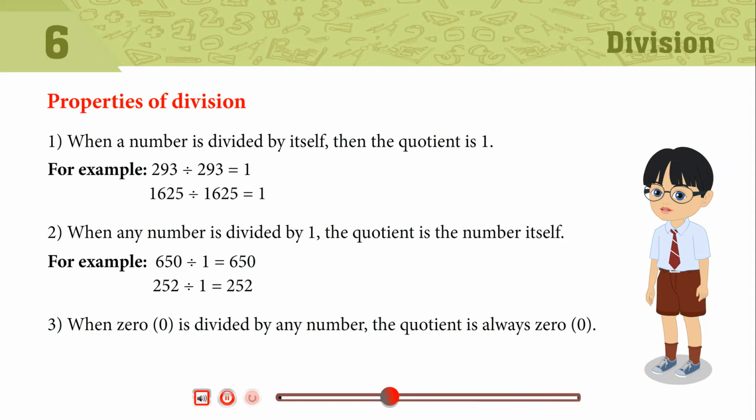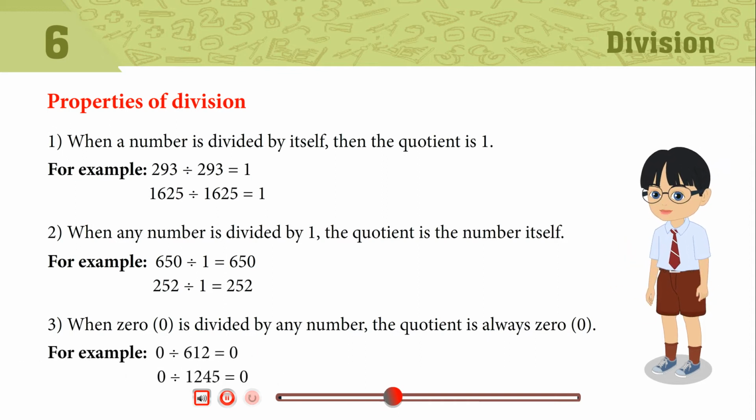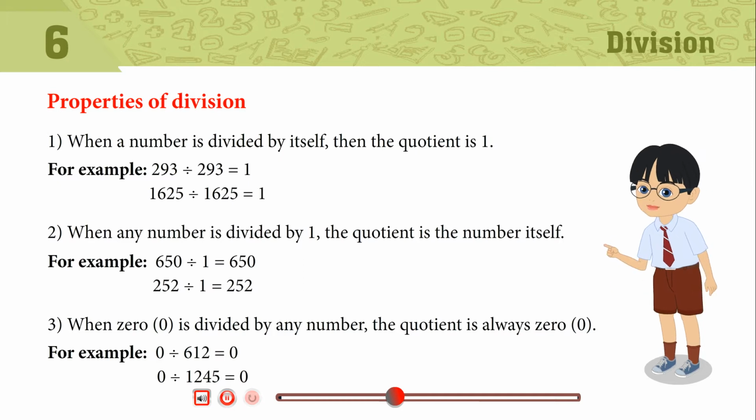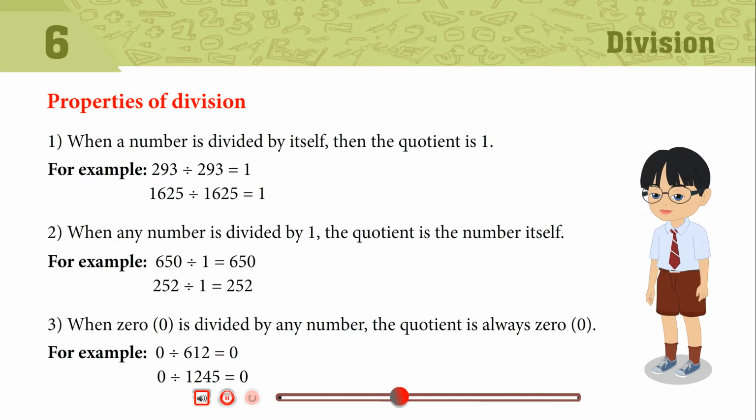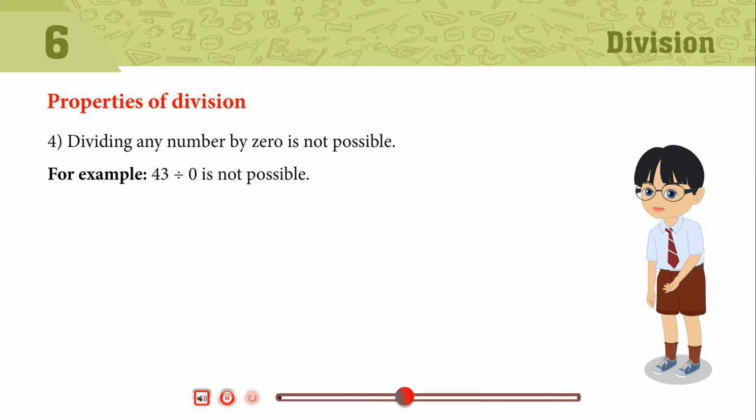When 0 is divided by any number, the quotient is always 0. For example, 0 divided by 612 is equal to 0. 0 divided by 1245 is equal to 0. Dividing any number by 0 is not possible. For example, 43 divided by 0 is not possible.